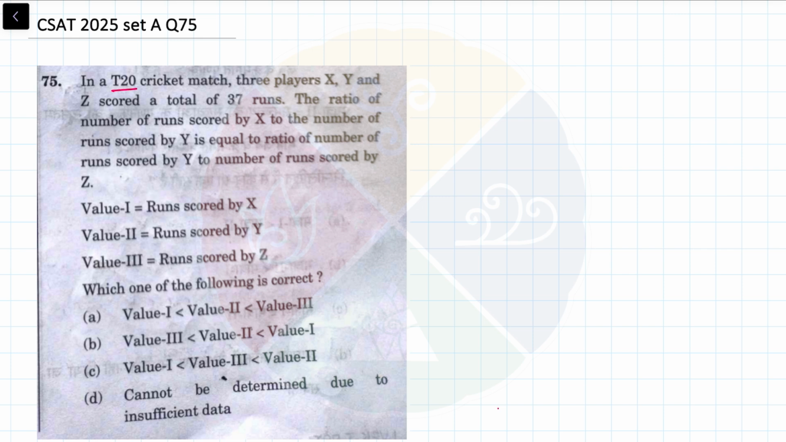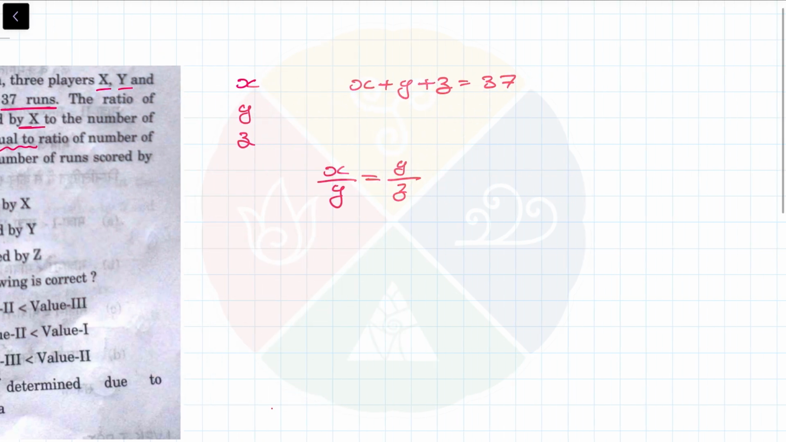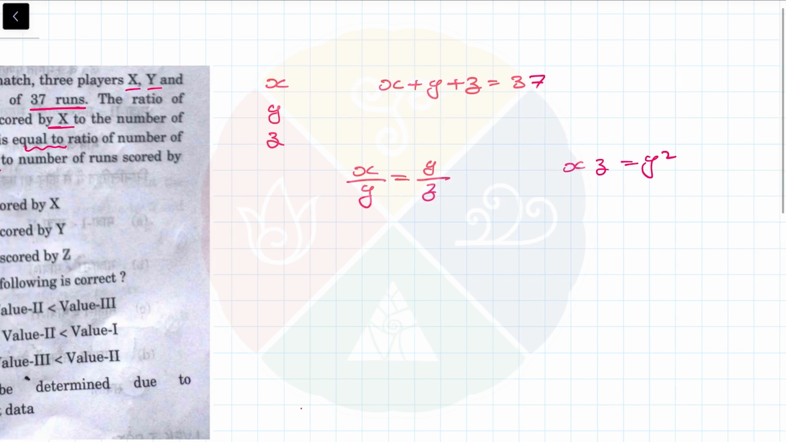In a T20 cricket match, three players X, Y, and Z score a total of 37 runs. I'm going to assume that X scored X runs, Y scored Y runs, and Z scored Z runs. And they are saying that X plus Y plus Z is 37. The ratio of the number of runs scored by X to the number of runs scored by Y, that means X by Y, is equal to the ratio of the number of runs scored by Y to the number of runs scored by Z, Y by Z. Or if I cross multiply, I will get X into Z is equal to Y square.